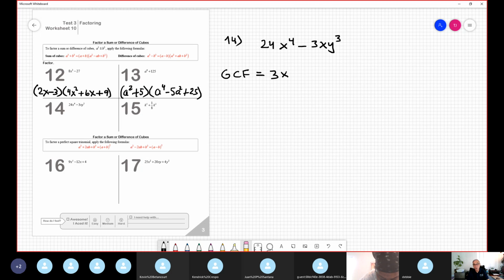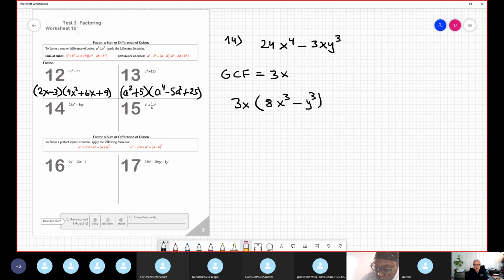And why not y? Why is it not common? Because in the first term we have no y and in the second yes, but there's no common. Common is repetition. Same. Repeat, share. Then you factor out 3x. When you factor out 3x, the 24 becomes 8, 8x to the 3rd power, minus 3 goes out, x goes out, y cubed.